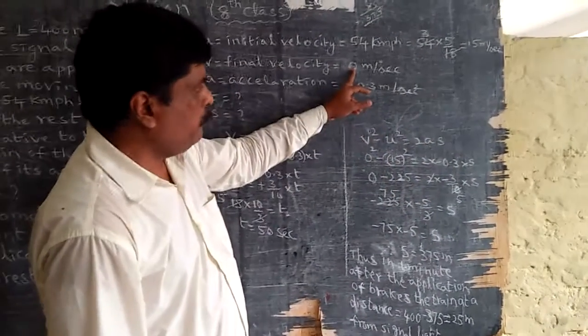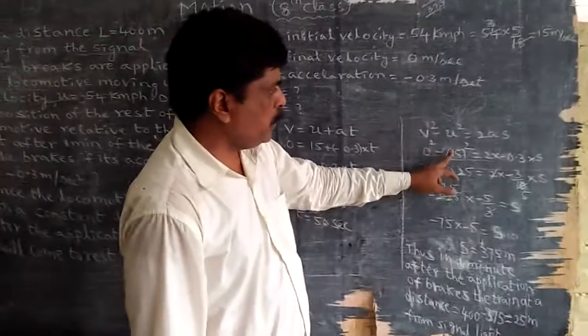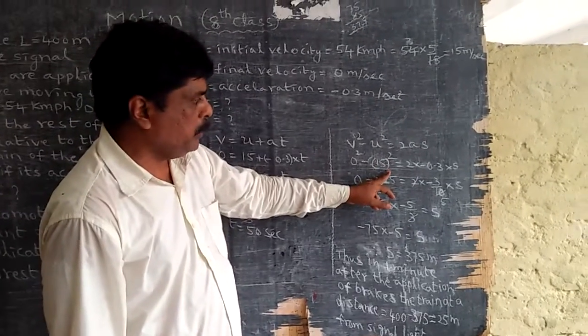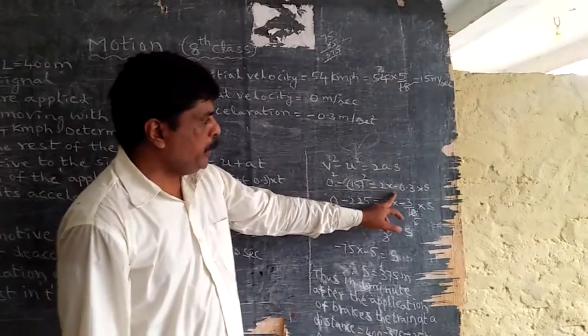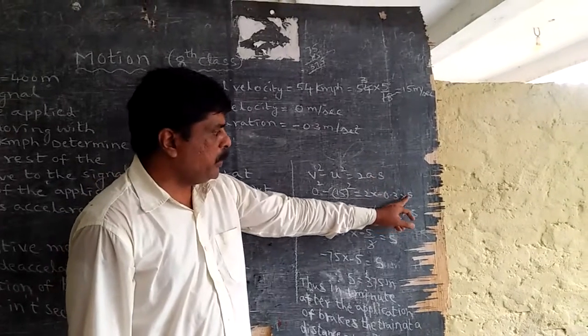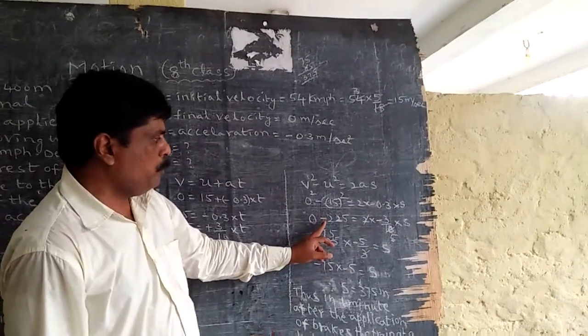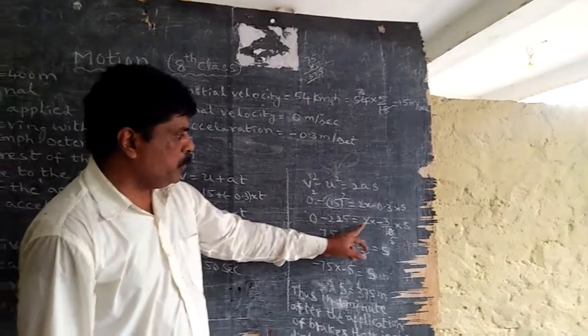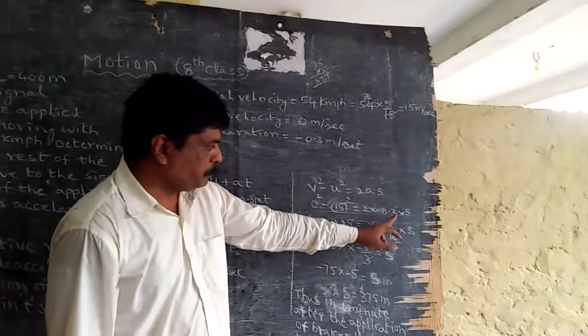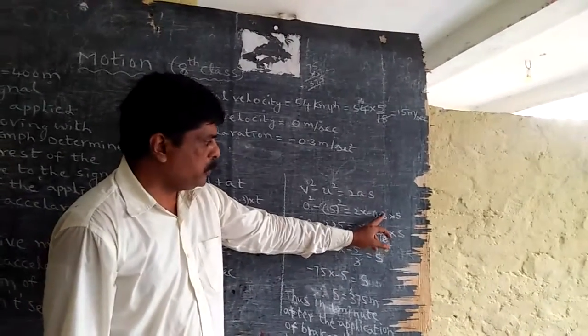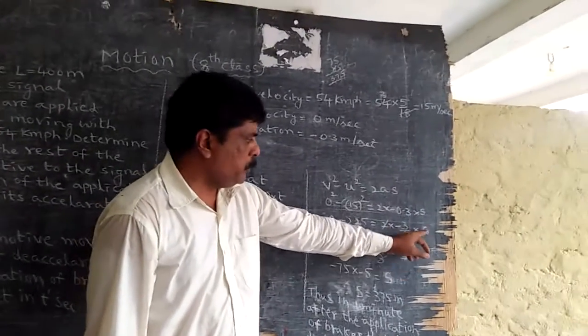v is equal to 0, so put 0 here, minus u is 15, put 15 here. That is equal to 2 into a value, minus 0.3, into s. 0 square means 0 minus 15 square, 15 times 15 is 225, is equal to 2 into minus 0.3. You have to remove that point, so 3 by 10 times 2 is 6 by 10, into s.